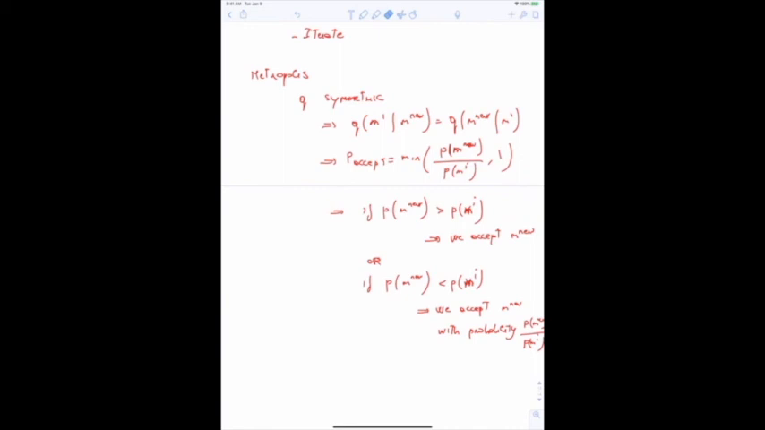If P of M nu is less than P of Mi, then this quantity is less than 1. So the minimum between something less than 1 and 1 is the ratio. So we can still accept M nu, but the probability is not 1, so there's a chance that we're going to reject it.